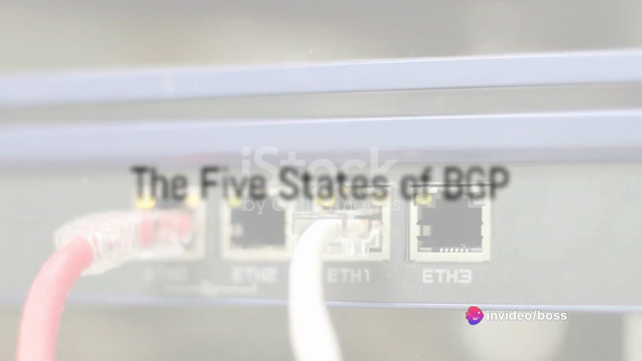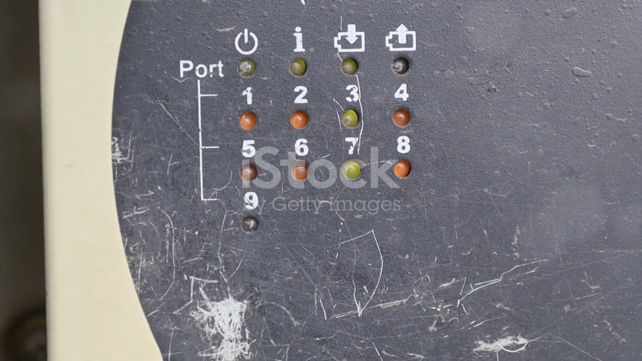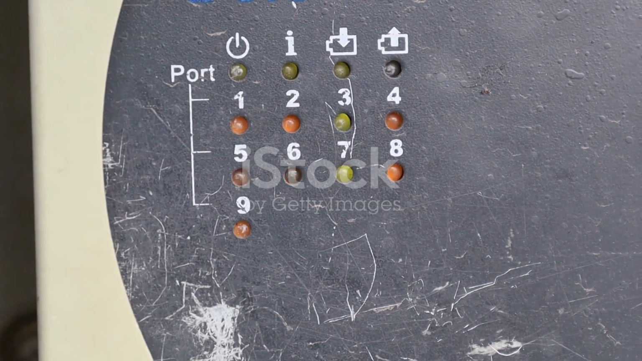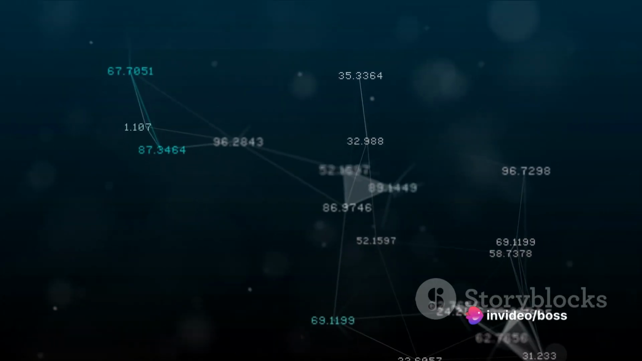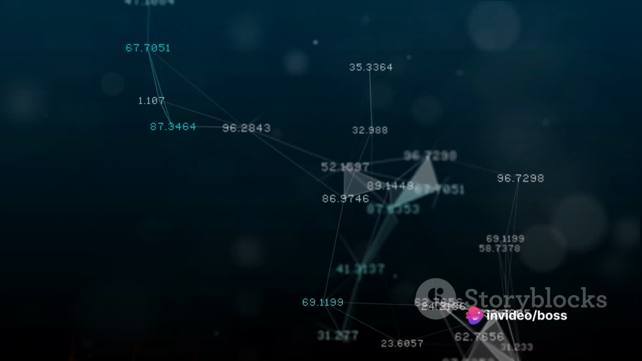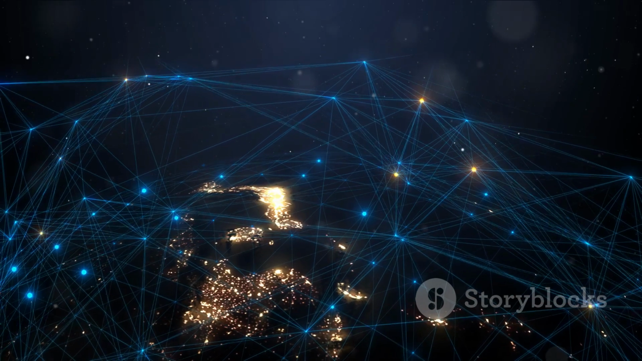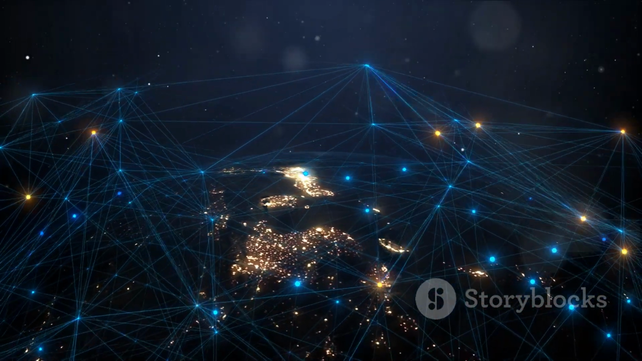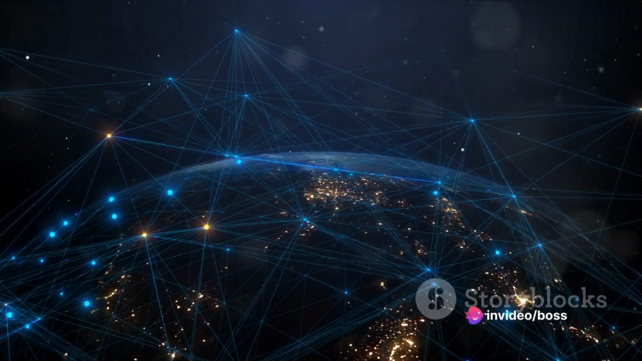So, how does BGP work? It's a process that can be broken down into 5 states. First up is the idle state. This is the starting point, where the router is trying to establish a connection. Next is the connect state, where the TCP connection is being set up. This is followed by the open sent state, where the router is sending out its capabilities. The 4th state is open confirm, where the router has received and accepted the capabilities of the other router.